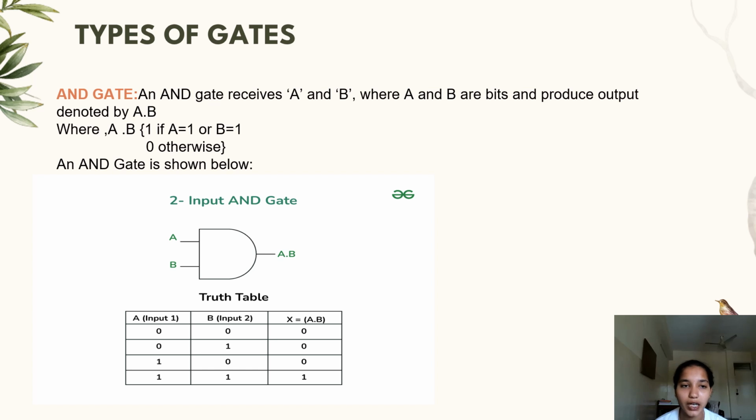Types of gates. AND gate. An AND gate receives A and B, where A and B are bits, and produces output denoted by A dot B, where A dot B is 1 if A is equal to 1 and B is equal to 1, 0 otherwise. An AND gate is as shown below.